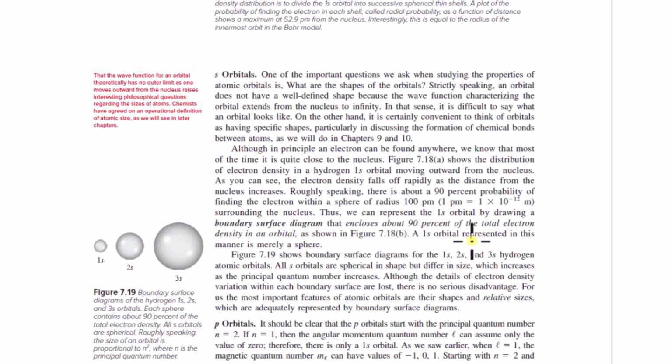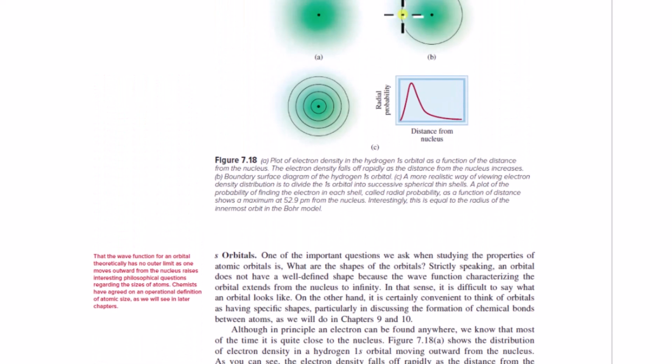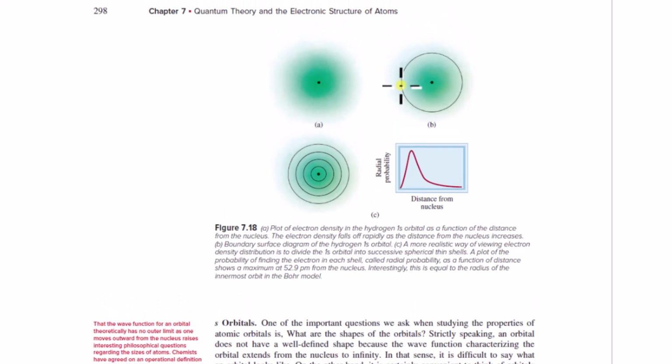A 1s orbital represented in this manner is merely a sphere. What they're saying is that for any orbital, not just the s orbital, we draw a boundary surface such that everything inside of that boundary surface has a 90% probability of containing the electron. That's how we can get a vision for the shape of the orbital.